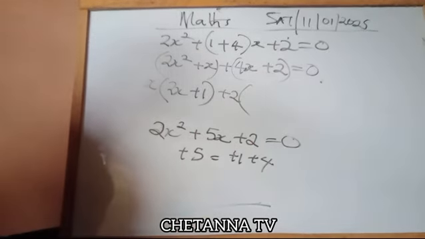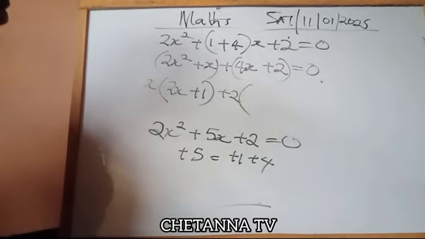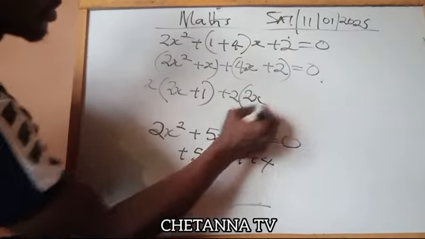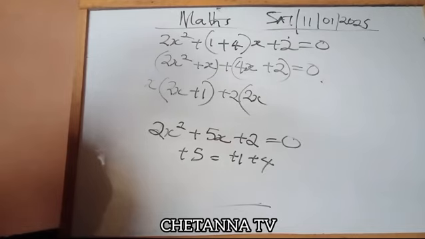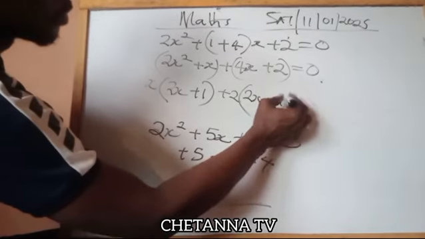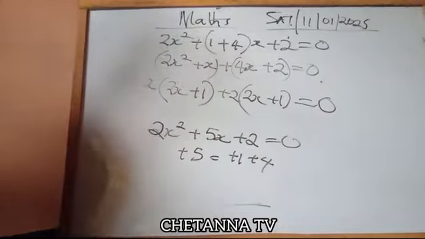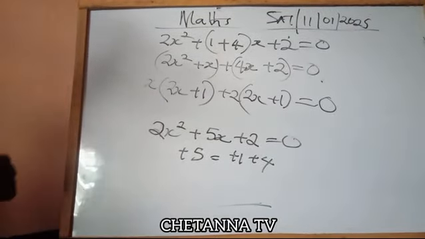Then use plus 2 to divide 4x. You have what? 2x. Use plus 2 to divide plus 2. You have what? Plus 1. All equal to what? 0.